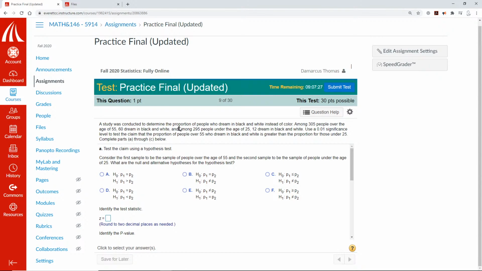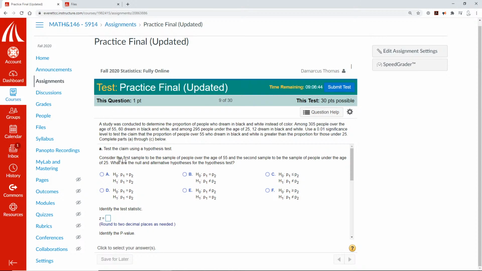A study was conducted to determine the proportion of people who dream in black and white instead of color. Among the 305 people over the age of 55, 60 dream in black and white, and among the 295 people under the age of 25, 12 dream in black and white. Use a 1% significance level to test the claim that the proportion of people over 55 who dream in black and white is greater than the proportion for those under 25.